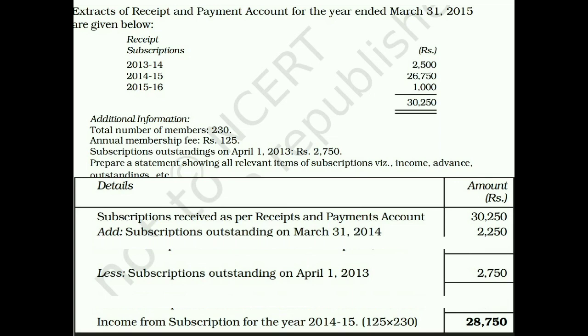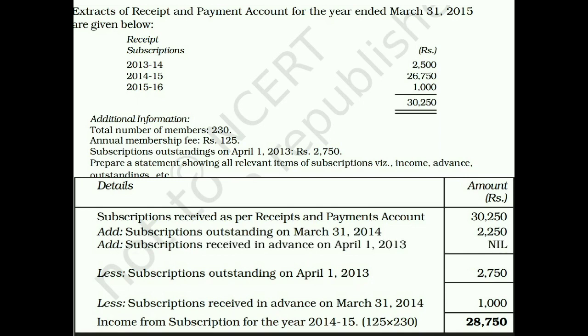Outstanding has been done. So let's take the advance of the current year. It is already given in the question that 2015-16 is an advance. So 1,000 is advance. It will be on the less side. If the advance of the current year is on the less side, the advance of last year will be on the add side. But we don't have any advance of last year, so it will be nil. Now the sum: 32,500, 29,750, and after that we are getting 28,750. This is the part.